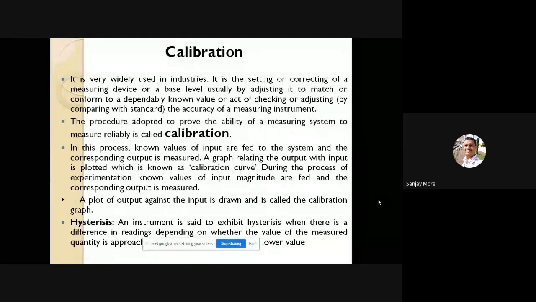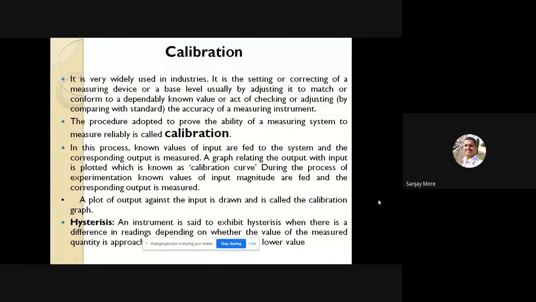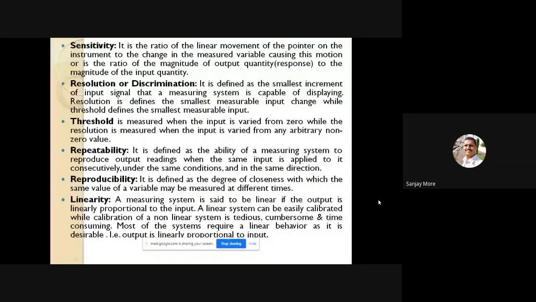Okay. Then hysteresis. An instrument is said to exhibit hysteresis when there is a difference in reading depending upon whether the value of the measured quantity is approached from the higher value or from the lower value. Okay. Then sensitivity.